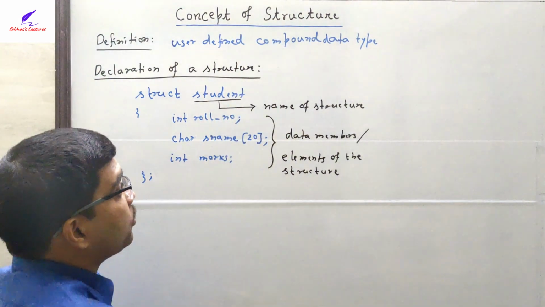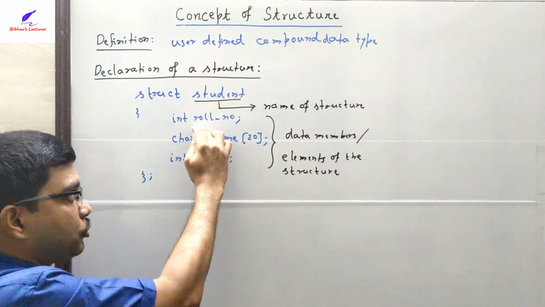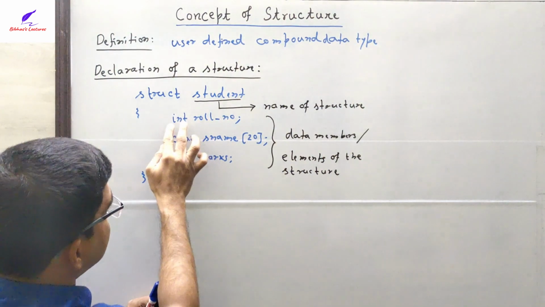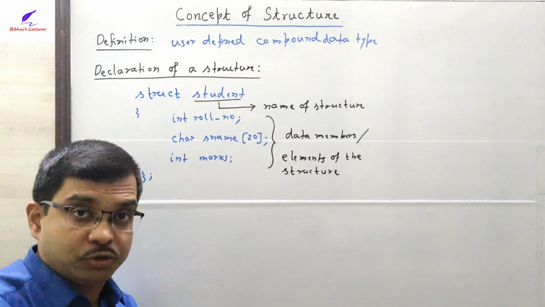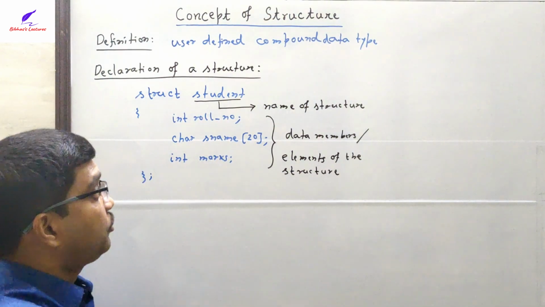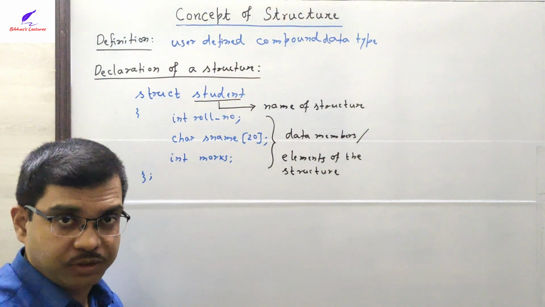And why is it called a compound data type? Because it is capable of storing heterogeneous type of data. That means you can see that this is of integer type, this is of character type. That means different data type values we can store under a single variable name. So this is the declaration of a structure.